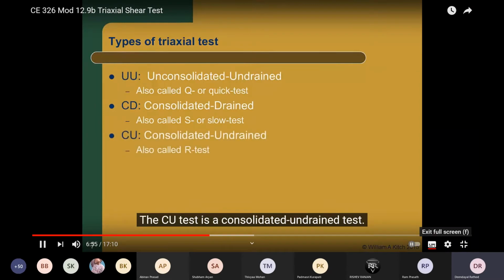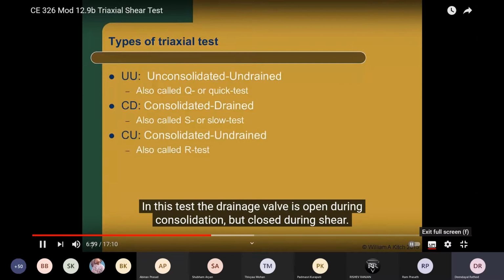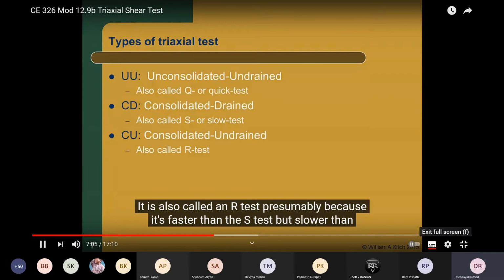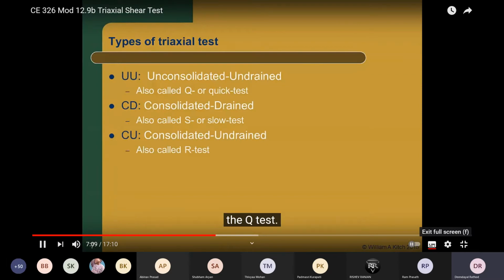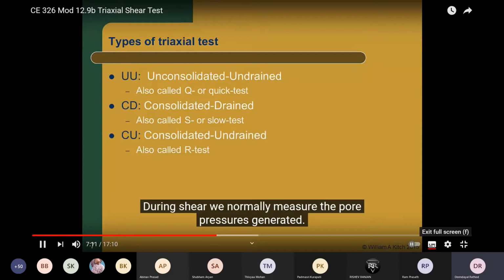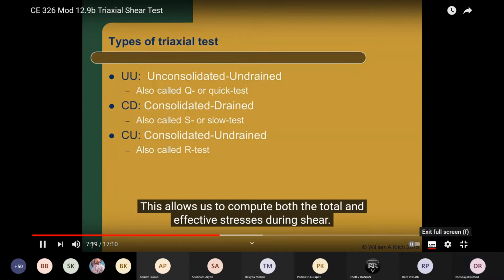The CU test is a consolidated undrained test. In this test, the drainage valve is open during consolidation but closed during shear. It's also called an R test, presumably because it's faster than an S test but slower than a Q test. During shear, we normally measure the pore pressures generated. This allows us to compute both the total and effective stresses during shear.